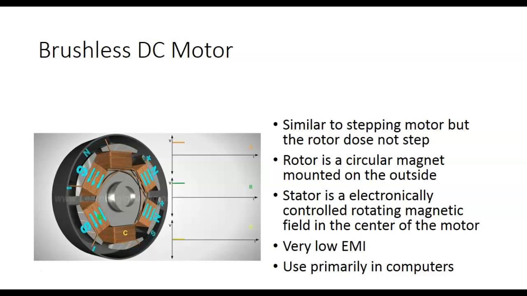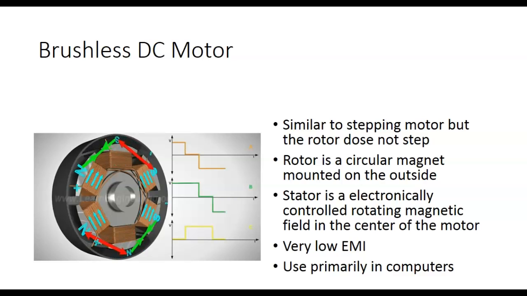This is the newer motors. These are called brushless motors. I need to find one. We got one of these. So what they do on a brushless motor is that it has no brushes on it. It's a DC motor. It has no brushes.